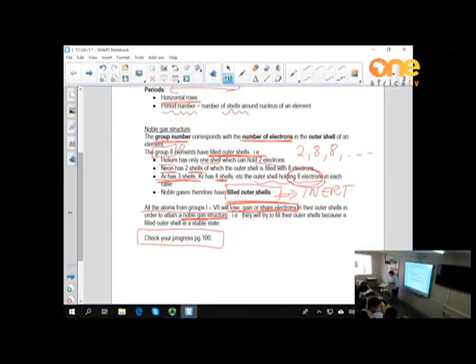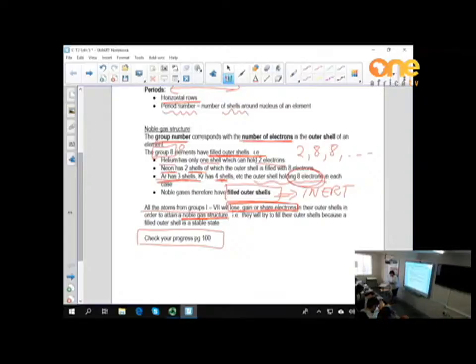The next question, 2. Which arrangement of electrons in the atom shows an unreactive element? When is an element unreactive? When it has a filled outer shell. So either 2 if it's helium, or 8 if it's any of the others. So it would be element D, 2,8,8, which would be a noble gas structure, unreactive.